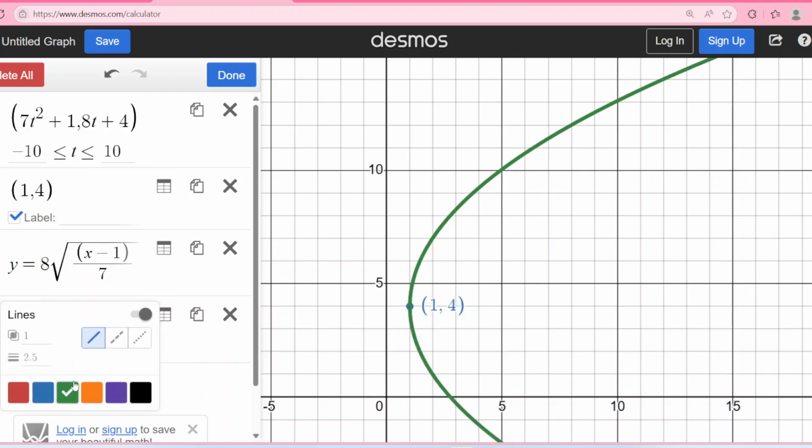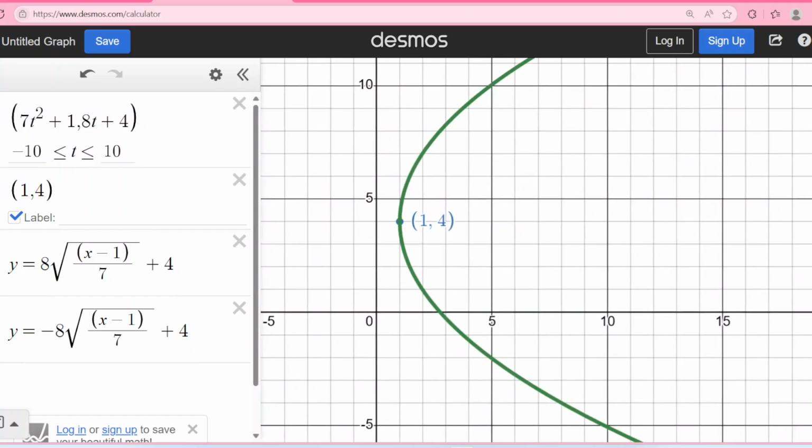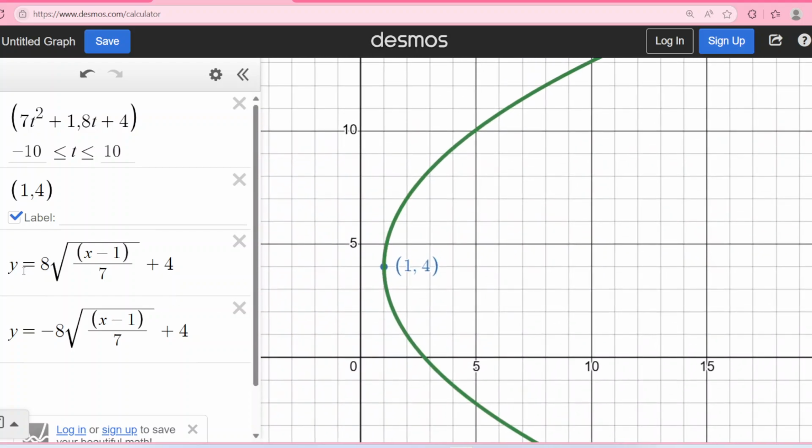Settings, change the colors. All right, and you can see that this y equals the negative 8 times the square root of (x minus 1) over 7, plus 4, that other equation, that's the bottom half. I'm turning it off and on right now. Again, hopefully you can see that it's tracing out the bottom half of that parabola opening to the right. Both of these together are the rectangular equations, the equations involving just x and y that trace out the same curve that our parametric equations do.